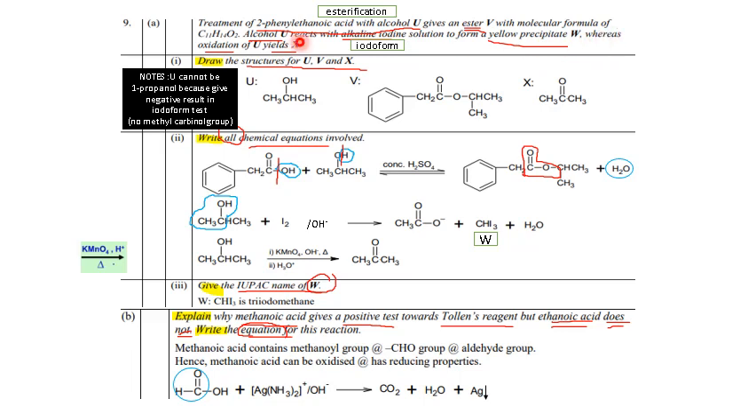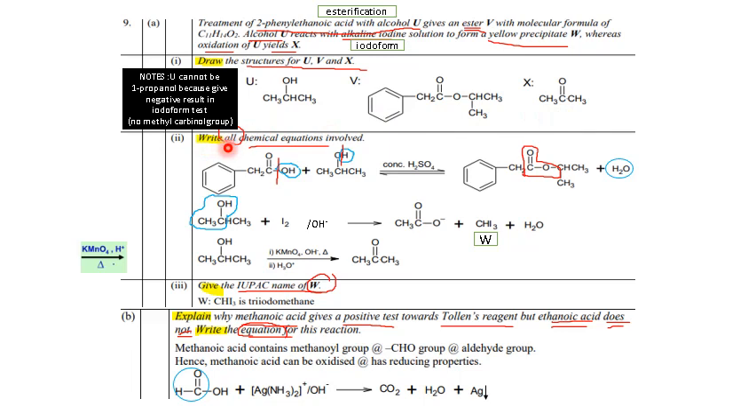Whereas oxidation of U yields X. Okay, so this is the answer for U, V, X. Let's check. Is there any methyl carbonyl? Yes, the methyl carbonyl is over here, and it's a 3 carbon alcohol. The phenylethanoic acid over here, the OH, and then attached with here. So this is the ester compound V. And then U undergoes oxidation, so a ketone, propanone, is produced.